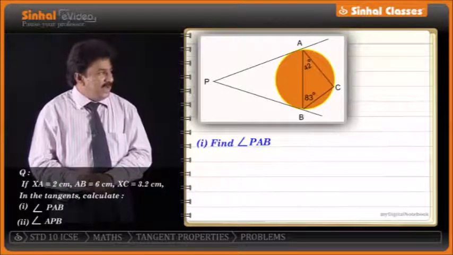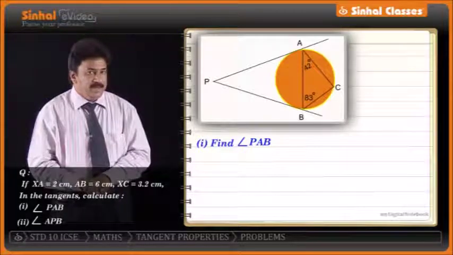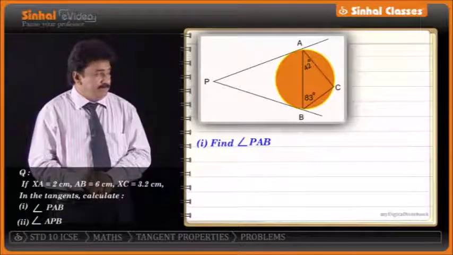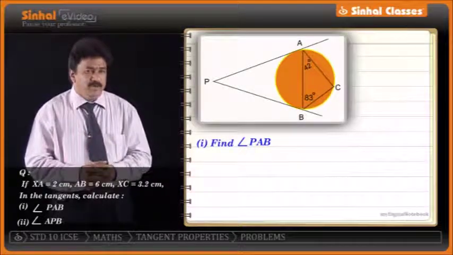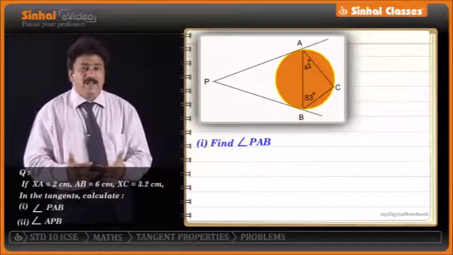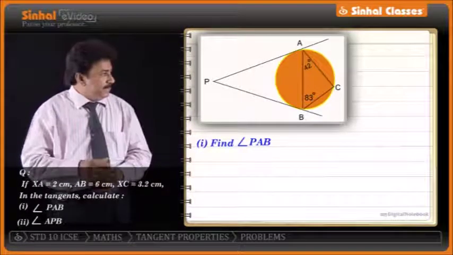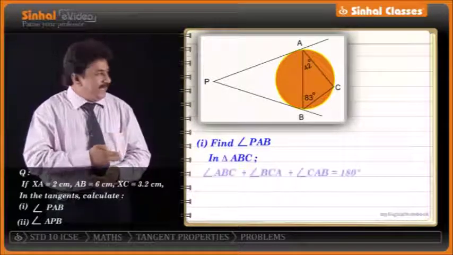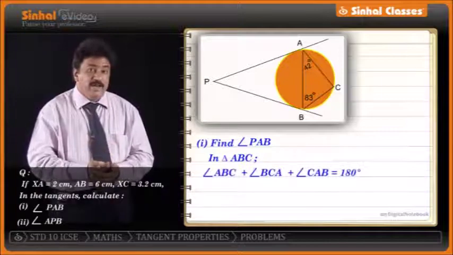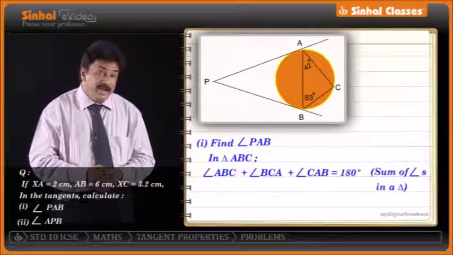Now how to find this? See this triangle ABC. I got the measurement of angle BAC and I got the measurement of angle ABC. So can you find the measurement of angle ACB? Yes, very easily by using the property that the sum of angles in a triangle is 180 degree. Let's start doing it. So in triangle ABC, angle ABC plus angle BCA plus angle CAB is equal to 180 degree. What's the reason for this? Sum of angles in a triangle is 180 degree.